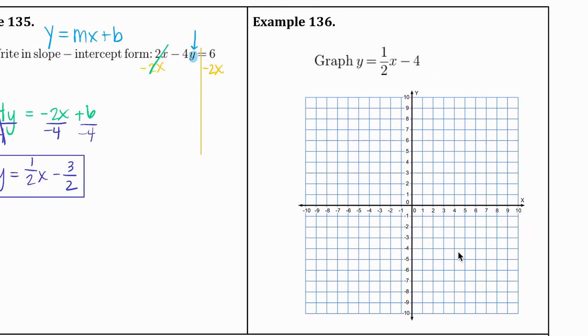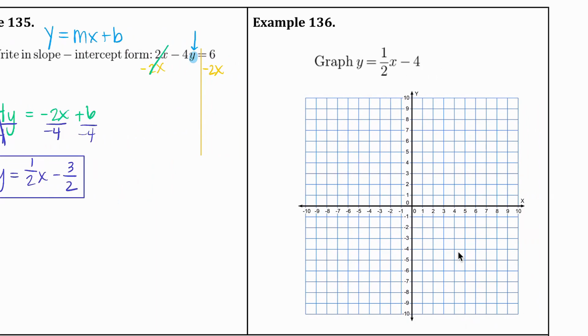Okay, so now let's use that slope-intercept form to help us go from an equation to our graph. When we graph from slope-intercept form, I'm going to identify my m and identify b. My m, my slope, is 1/2. That means we rise 1, run 2. And our b is -4.